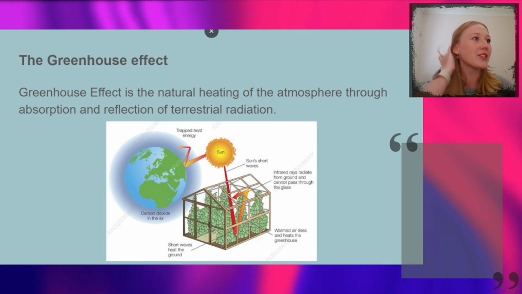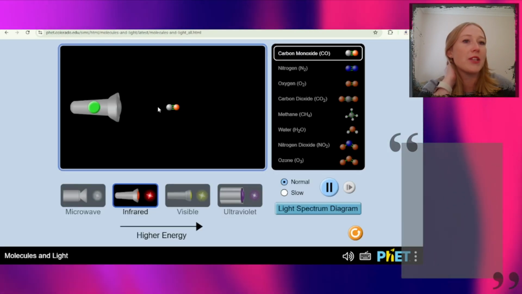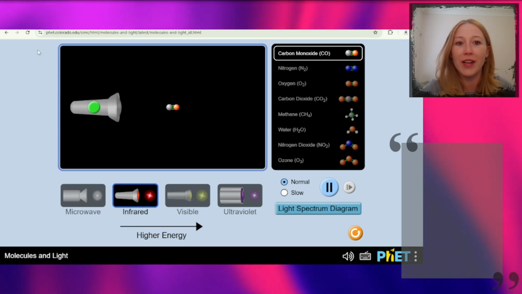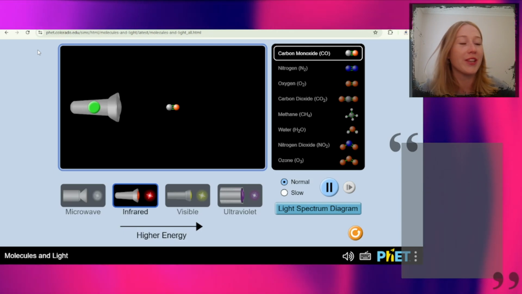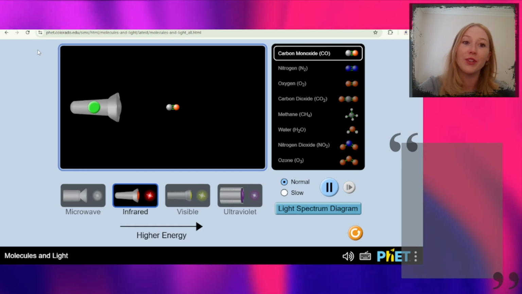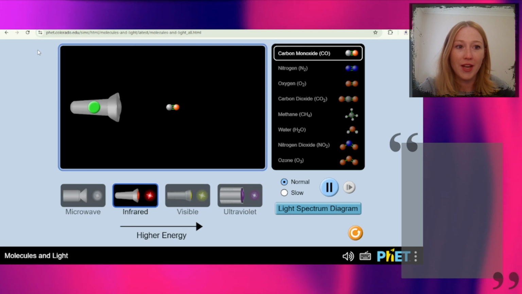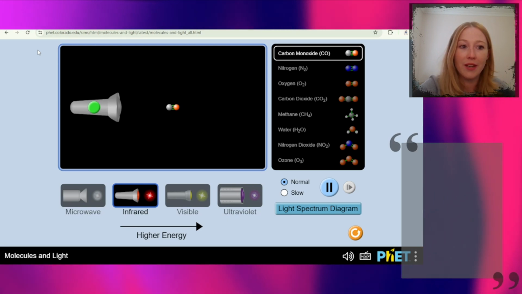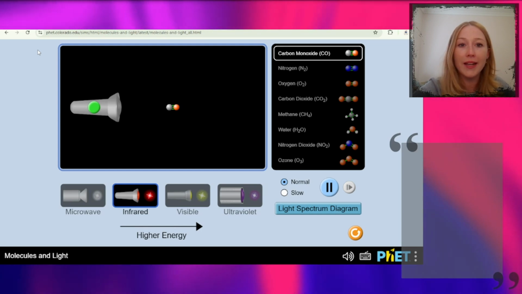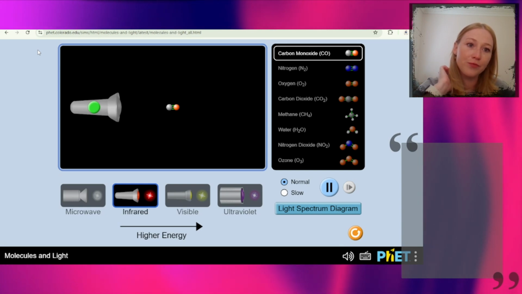And to go into it, I actually found a really nice simulation. This website over here, it's the PhET website that provides different types of simulations for education, and it's really cool. And I found these two different simulations that I thought could be very useful for explaining the greenhouse effect. So, what we need to understand before we understand how the greenhouse effect works is how the different types of light react to the different types of gases that we get in our atmosphere.